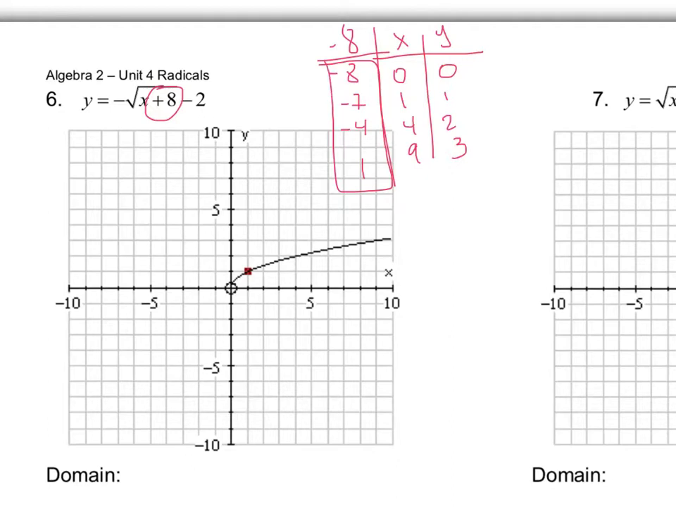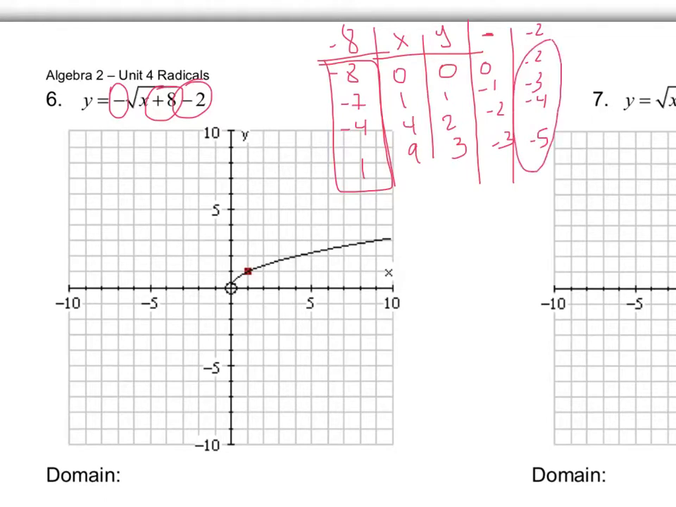Now for the y, there's a couple of changes. There's the negative first, so make it a negative. Then you're subtracting a 2. The k is negative 2, so subtract a 2. And this will be my new y. So my new x is negative 8, negative 2, the first point. The end point is negative 8, negative 2. Then we have negative 7, negative 3.